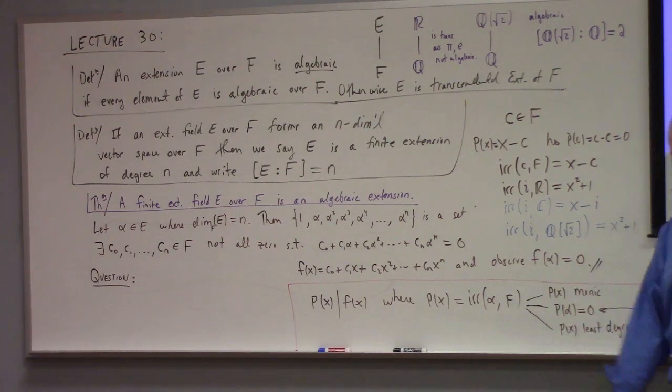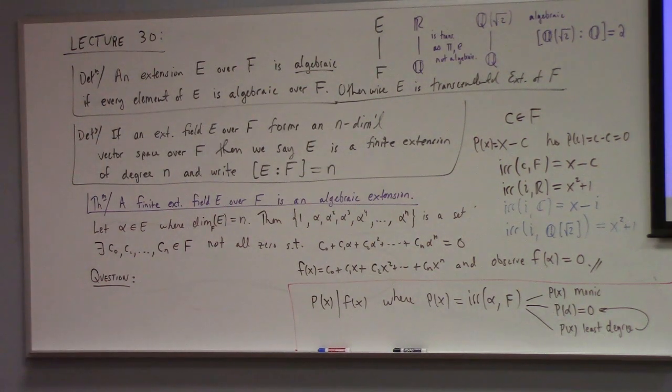Yeah, it's still x squared plus 1, because i is not in Q adjoining the square root of 2. Right? Same. So, all right.